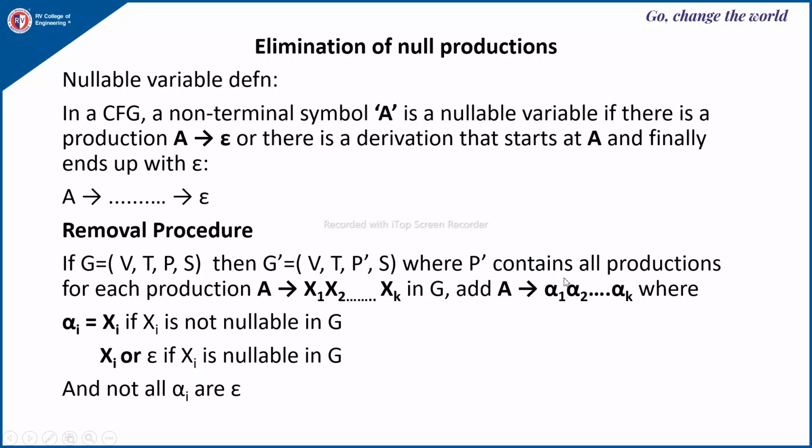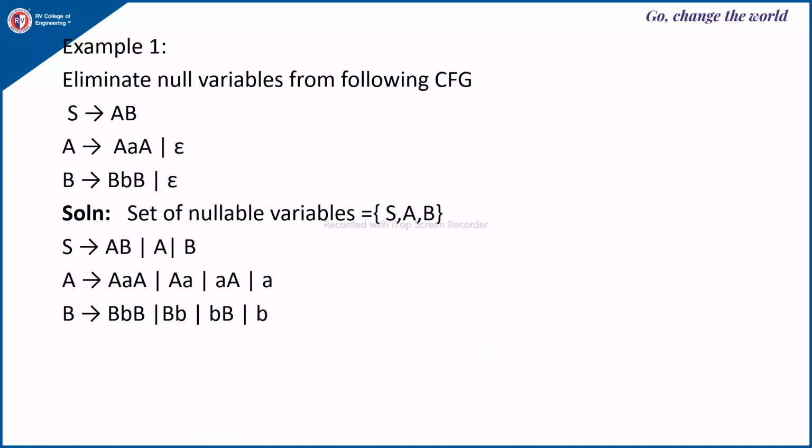That means if you replace all the xi's, you should not generate epsilon, which is again a null production. So this you have to repeat for each of the productions, that is by replacing zero nullable variables, one nullable variable, multiple nullable variables, unless you retain something on the RHS. That is the procedure. So let us see one example.